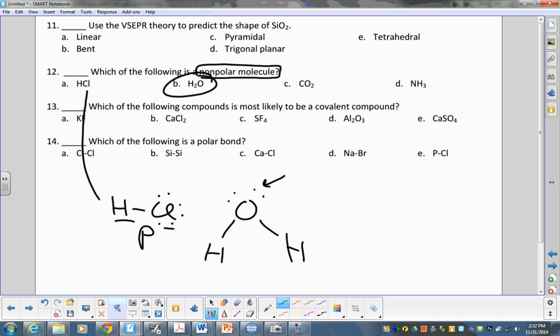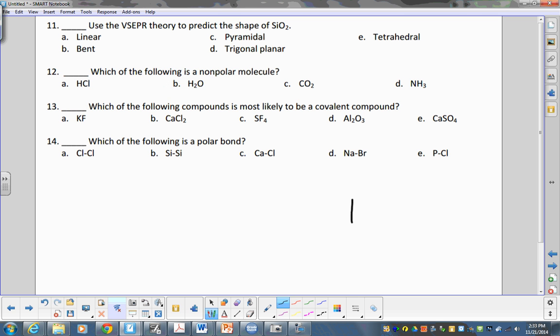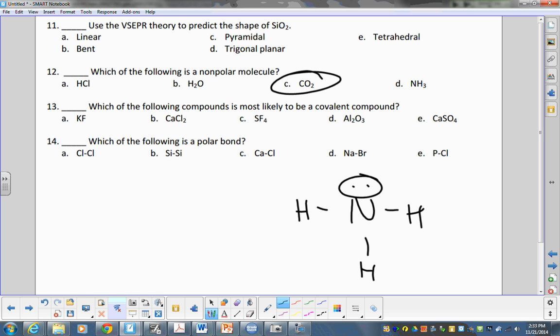Can't be that one. When we get to CO2, this is what CO2 looks like. First question, does it have dots on the central atom? No. Are the terminal atoms different? No. Then that sucker is nonpolar. C is your correct answer. D, if you look at D, here's what D looks like. D is going to be N, line H, line H, line H, dot, dot. That molecule is going to be polar as well. So when they ask you the nonpolar molecule, you're looking for a molecule with no dots on the central atom and all the atoms on the outside are the same.